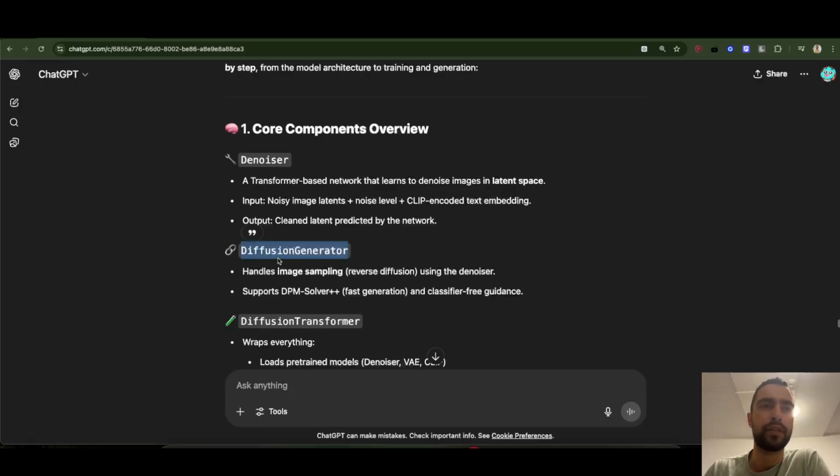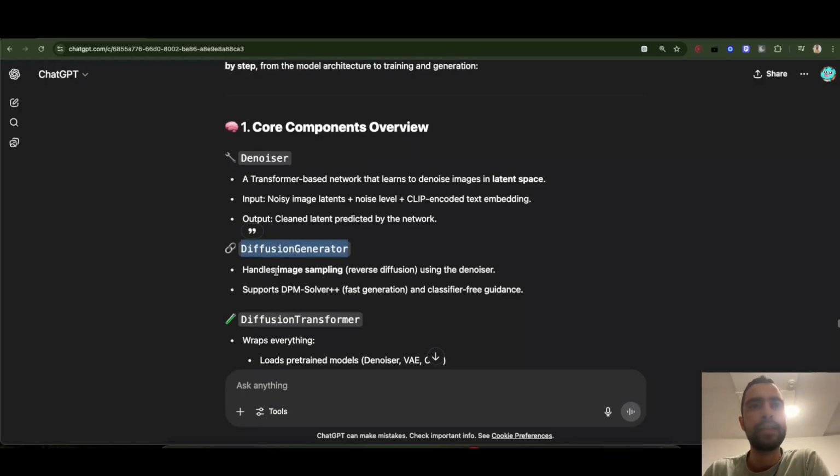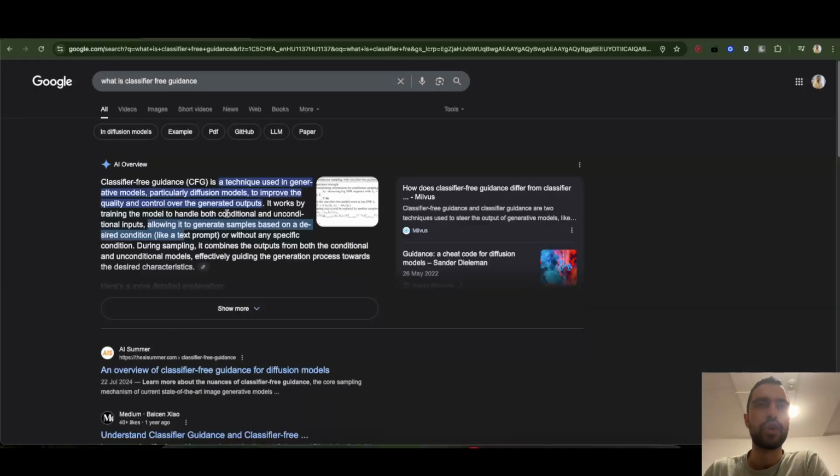Then we have the diffusion generator module. It handles image sampling, reverse diffusion using the denoiser. So this is just using this denoiser. It supports DPM solver++, fast generation, and classifier-free guidance. So this is just for generation in this text. Classifier-free guidance, I think it means no text or yes text, I'm not sure. So you can prompt it or without prompt, I'm not sure. It works by training the model to handle both conditional and unconditional inputs, allowing it to generate samples based on a desired condition like a text prompt or without any specific condition.